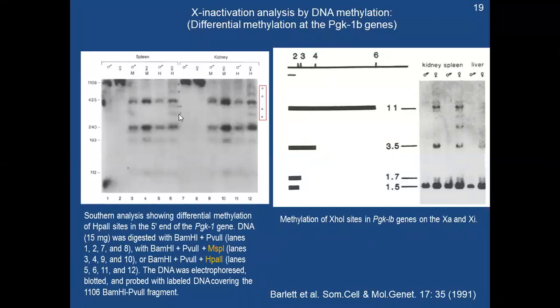Why do we see these extra bands shown in asterisks? And we see the same thing in kidney. Male with MspI, male with HpaII, female with MspI, female with HpaII, and additional bands. Why do we see additional bands?